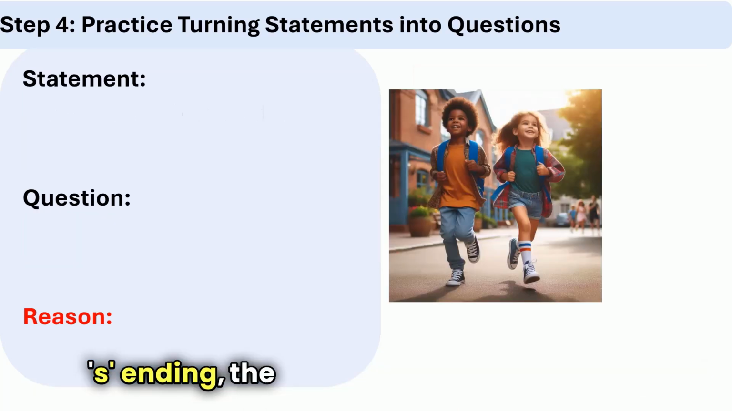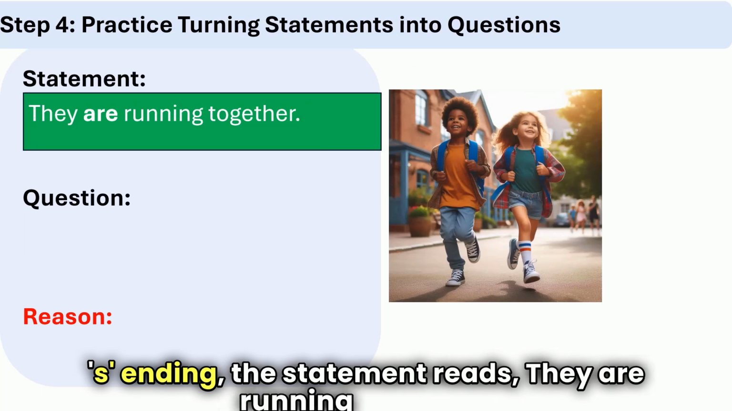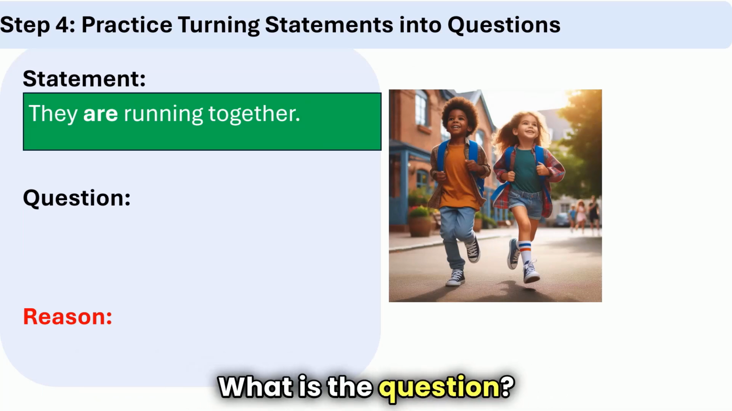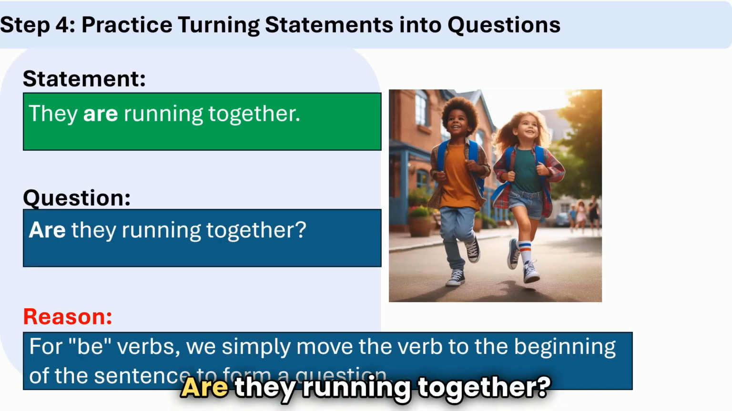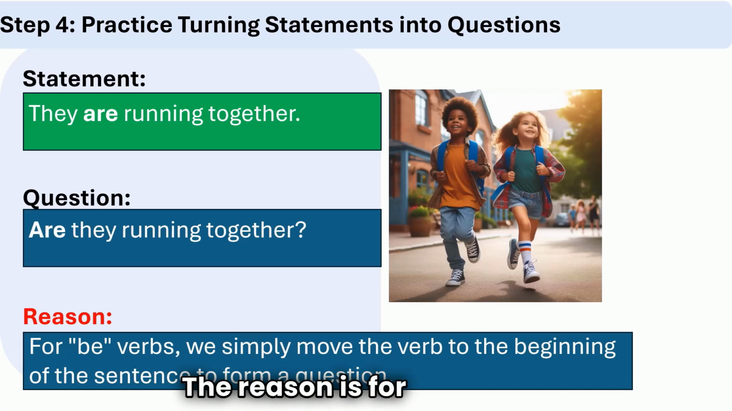The statement reads, they are running together. What is the question? Are they running together? The reason is, for be verbs, we simply move the verb to the beginning of the sentence to form a question.